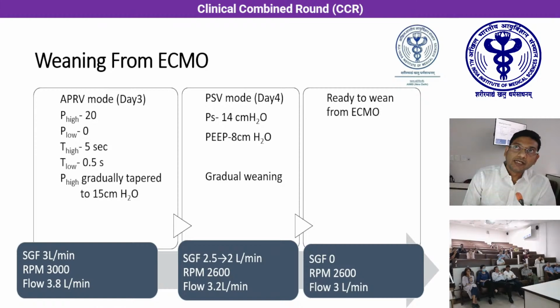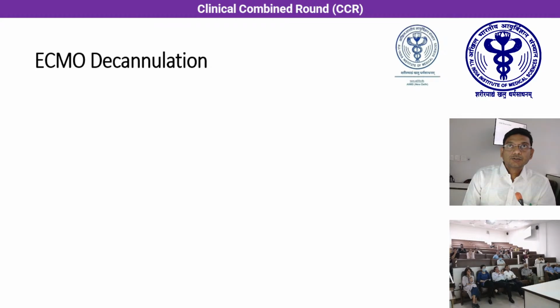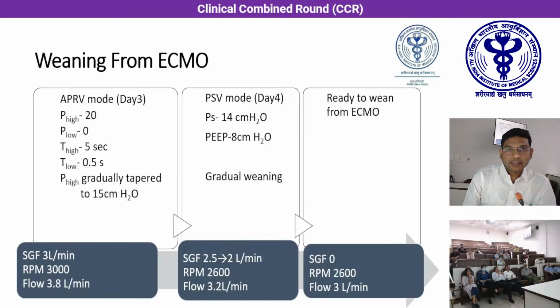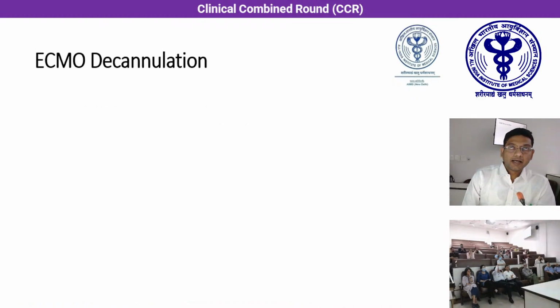We switched her to PSV mode, and gradual weaning was started. On day 5, 6, she was ready to be weaned from the ECMO. Here at the bottom, we can see the initial sweep gas flow requirement of 3 liters has come down to 0. That shows that the patient was able to wash out CO2 through her lungs, because her native pulmonary function had improved.